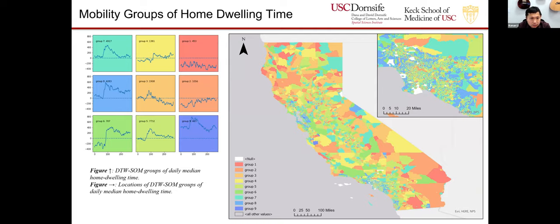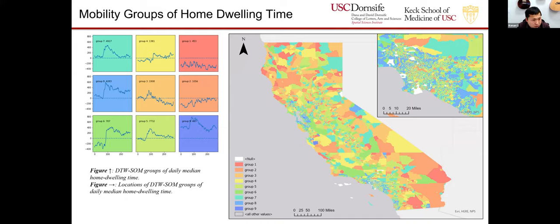Now let us look at some of the results that we have. In this figure, I would like to show you the DTM SOM groups of the daily median home dwelling time of the state of California. On the left-hand side, we can see 9 types of mobility curves, and we can see the locations of those mobility patterns of the state of California on the map on the right-hand side.